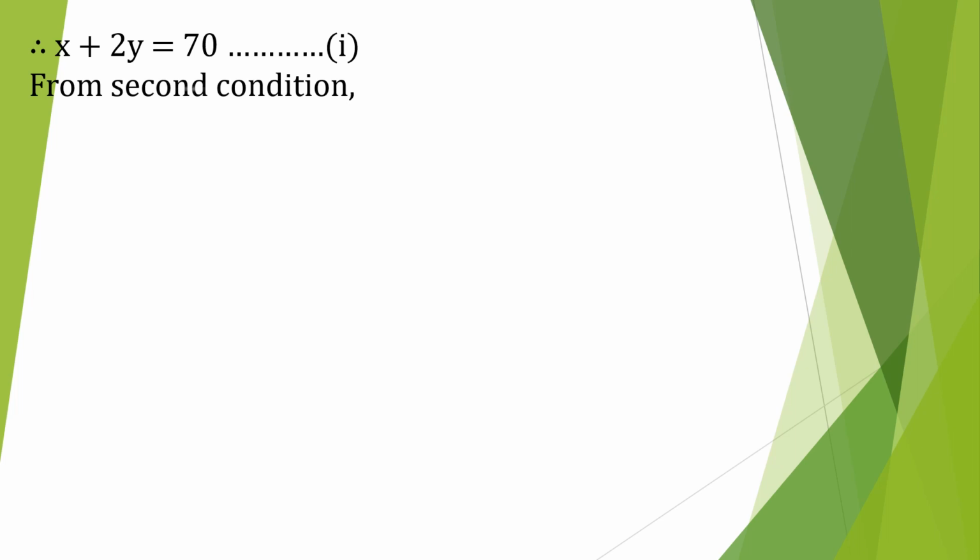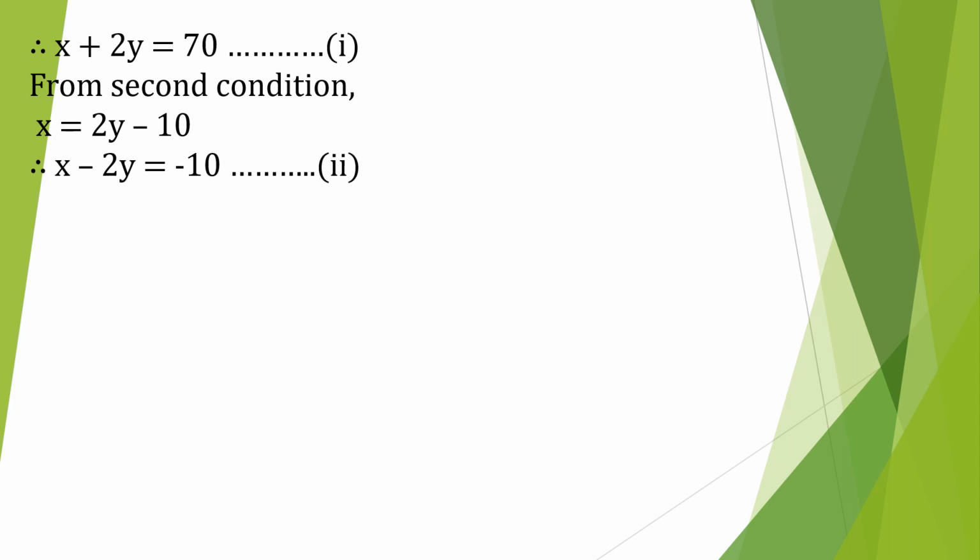Now from the second condition. It is said that the 5 rupee notes were 10 less than 10 rupee notes. So x, as we have taken x for 5 rupee notes, x equal to 2y minus 10, less, so minus 10. So we'll write it in a proper way. It will become, therefore x minus 2y equal to minus 10. This is your equation number 2.